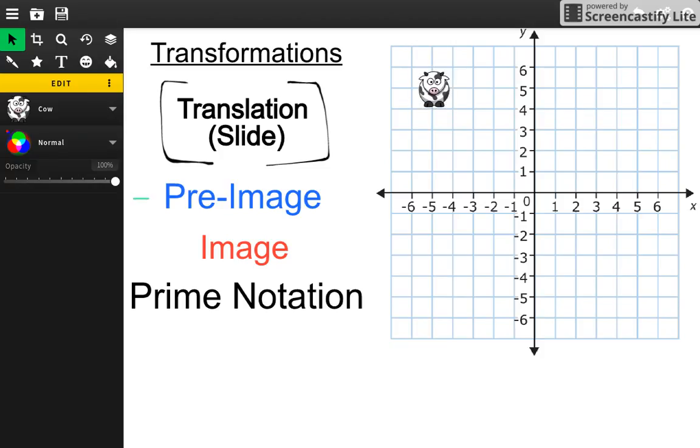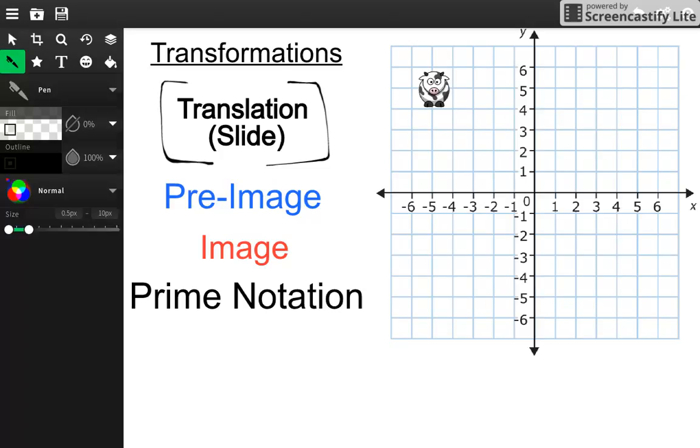The heavy hitting keywords that you're going to be running into are pre-image. Pre means before. So before you do anything, that's what you're looking at as your pre-image. Whenever you do something to it, any type of transformation, like I did a translation to these coordinates, it'll be known as your image. It's going to be the second shape that you end up creating. I'm going to give you an example of that. Your image and the words prime notation are tied together because you're going to know the difference between a pre-image and an image because of the prime notation. Whoa, that's a lot of words.